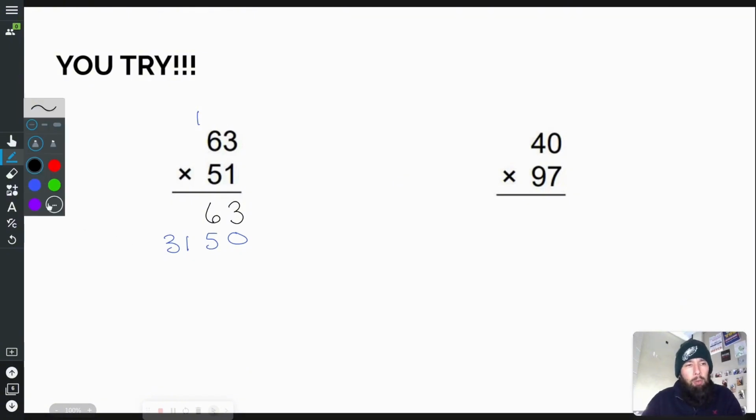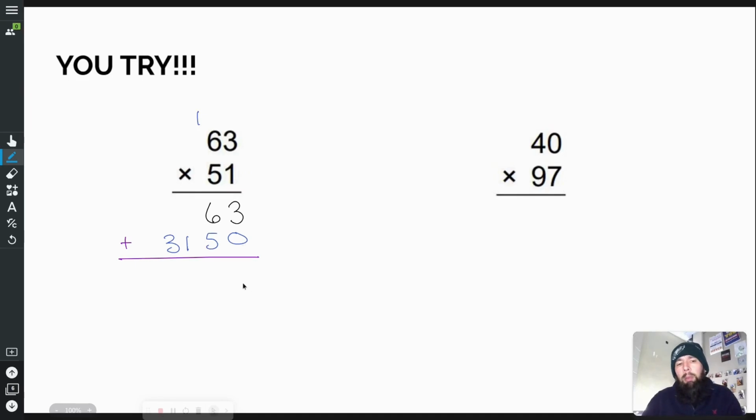Add the 2 rows. 3 plus 0 is 3. 6 plus 5 is 11. Bring the 1 over. 1 plus 1 is 2. Nothing plus 3 is 3. 3,213.